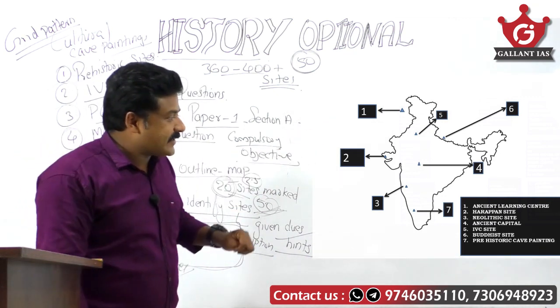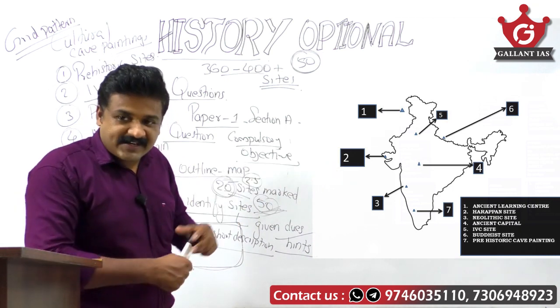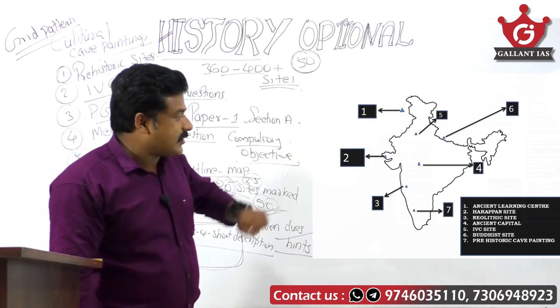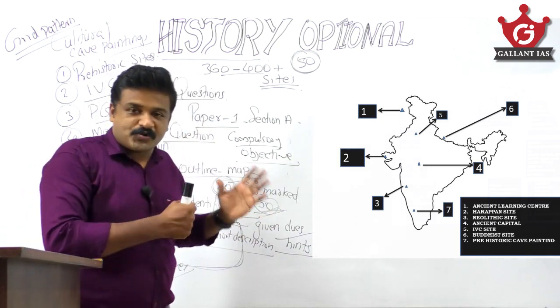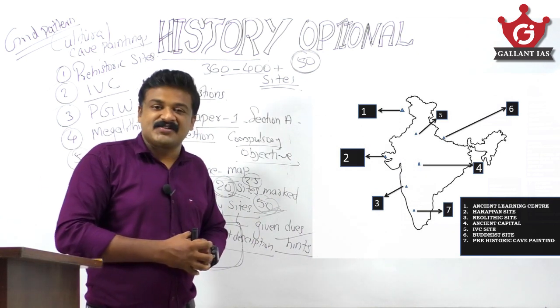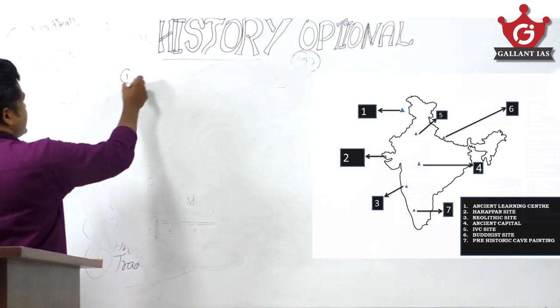Now here 6 clues or 6 hints are given to identify the sites. First is an ancient learning center. See, in the northwestern parts of India, an ancient learning center. We know that it is Takshila. Yes, that is Takshila. So you mark the first site, the learning center, as Takshila.